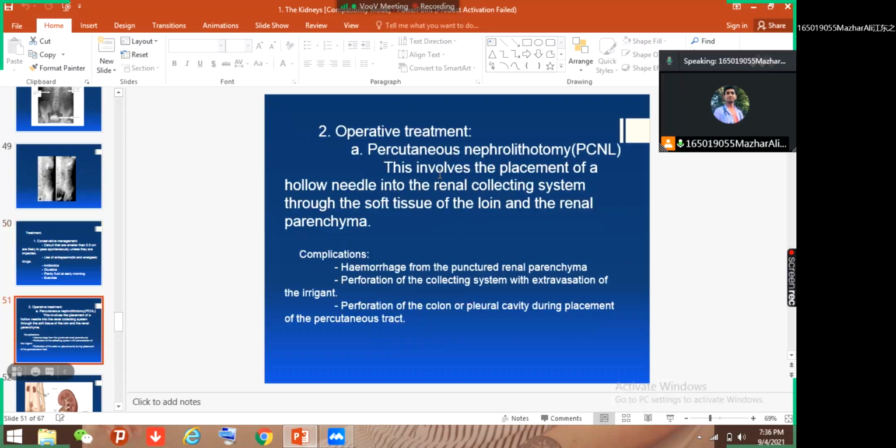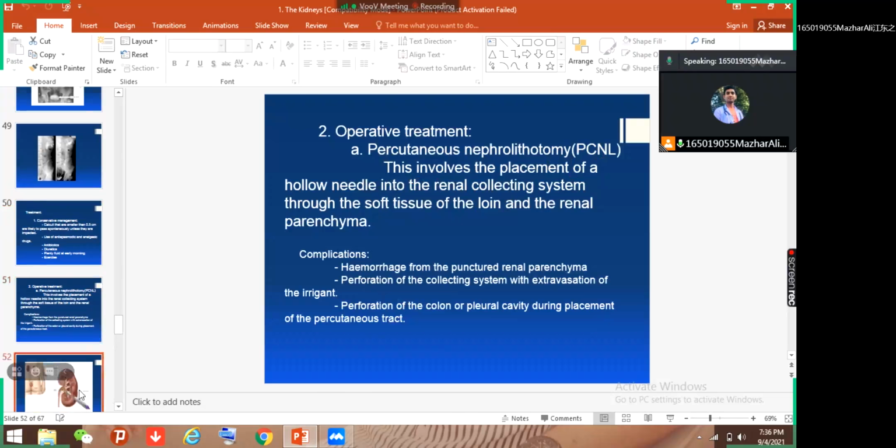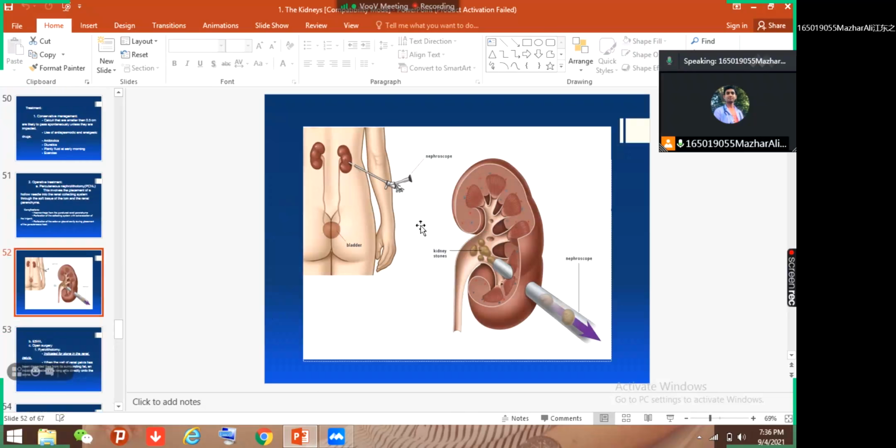We do percutaneous nephrolithotomy. This is the PCNL procedure. We pass a nephroscope through the soft tissues of your loin region and we enter the kidney. We use the nephroscope, pass it through the soft tissues and then through the renal parenchyma. They take the stone and then move the stone outward.